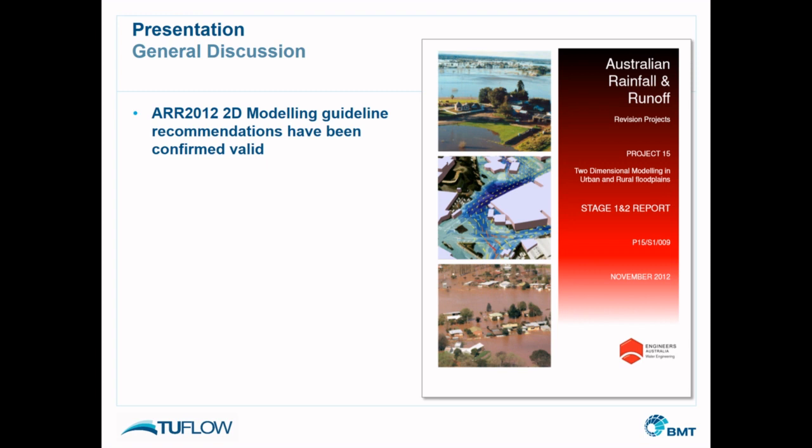That concludes our presentation of results and analysis. Let's just close things out with some general discussion. First off, it's really pleasing that the recommendations that were provided in Australian Rainfall Runoff Project 15 were confirmed valid. They rang true. The recommendation in terms of the number of cells across an open channel, which in this instance was a valley, but still the concept is transferable, were true. Similarly, the cell size range that they recommended for urban situations was also confirmed true.